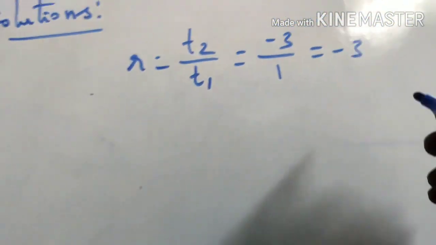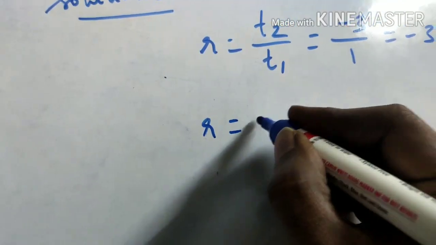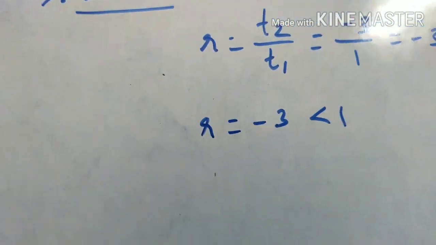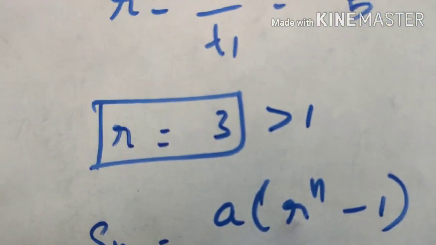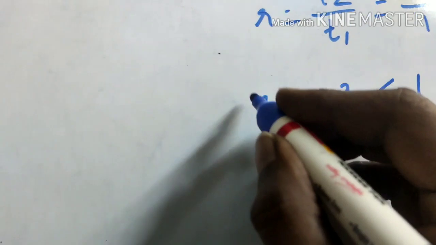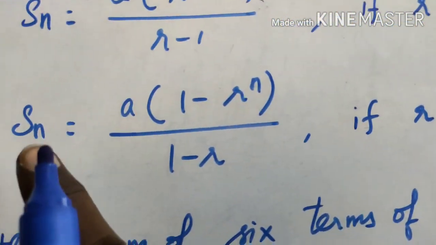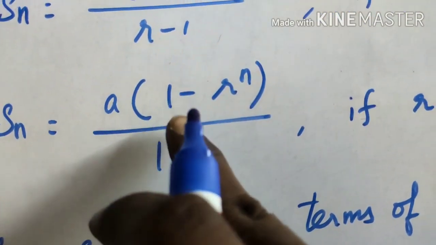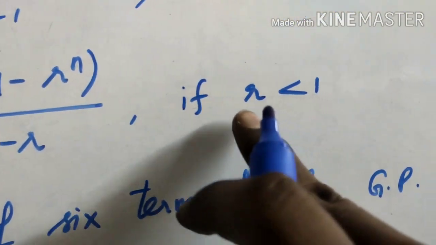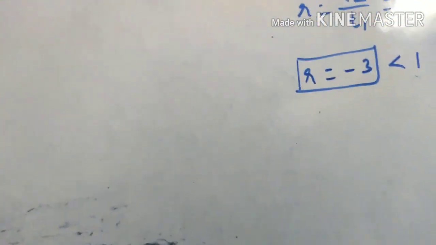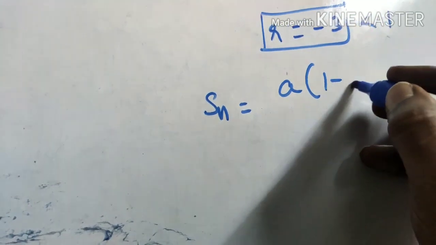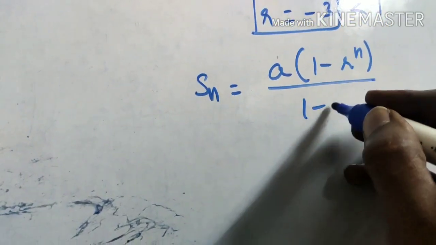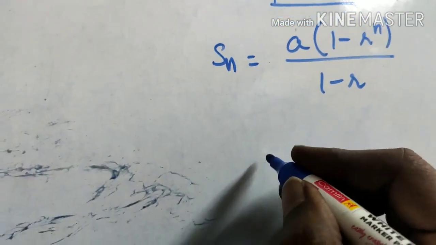Now see here clearly, R equal to minus 3 is less than 1. In the previous sum, R equal to 3 was greater than 1, but here we have less than 1. So less than 1 means we have to use the second formula, Sn equal to A into 1 minus R power n by 1 minus R, if R is less than 1.